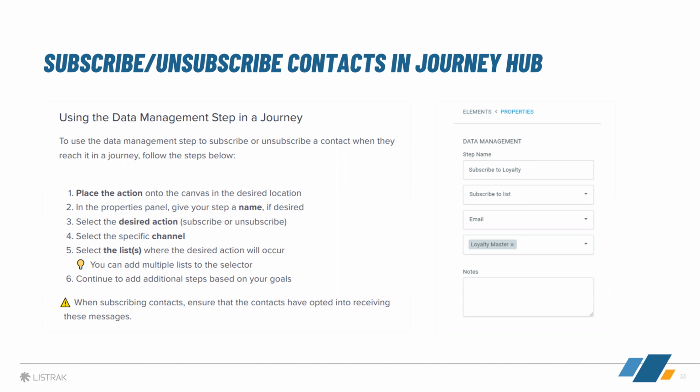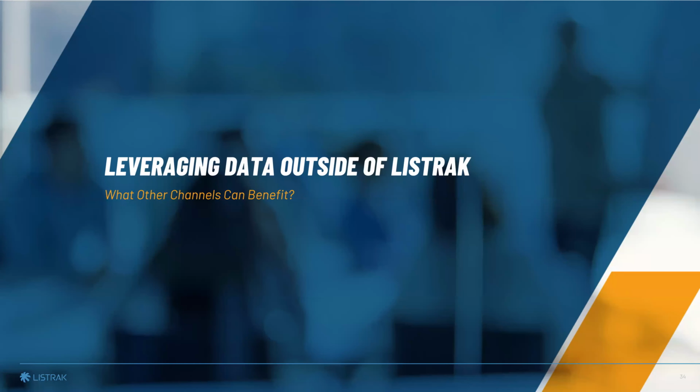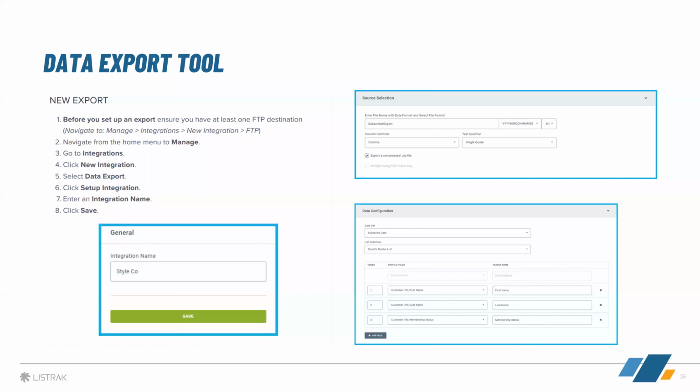Absolutely. If you have any questions about that, please reach out to your account managers. I know some of these items are relatively new to Journey Hub as we continue to roll out optimizations and improvements to that. So obviously you have data in a lot of different places, not just in Listrak. So how can we start to utilize those other channels, not only within Listrak, but also utilizing the data in Listrak elsewhere? So let's talk about the data export tool.